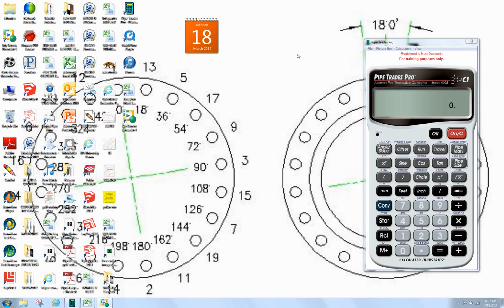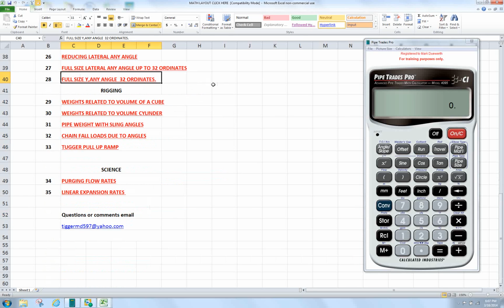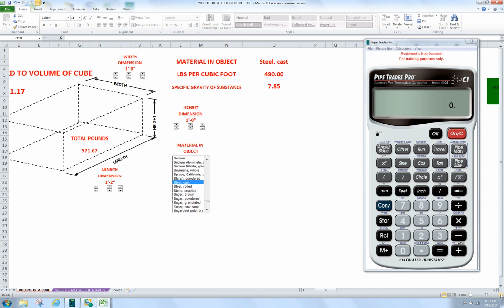How you doing today? We're going to do some volume problems with the Pipetrades Pro. We're going to figure out what a cubic foot of water weighs. I'm going to open my math CD. We're going to go down to weights related to volume of a cube. We'll blow this up.